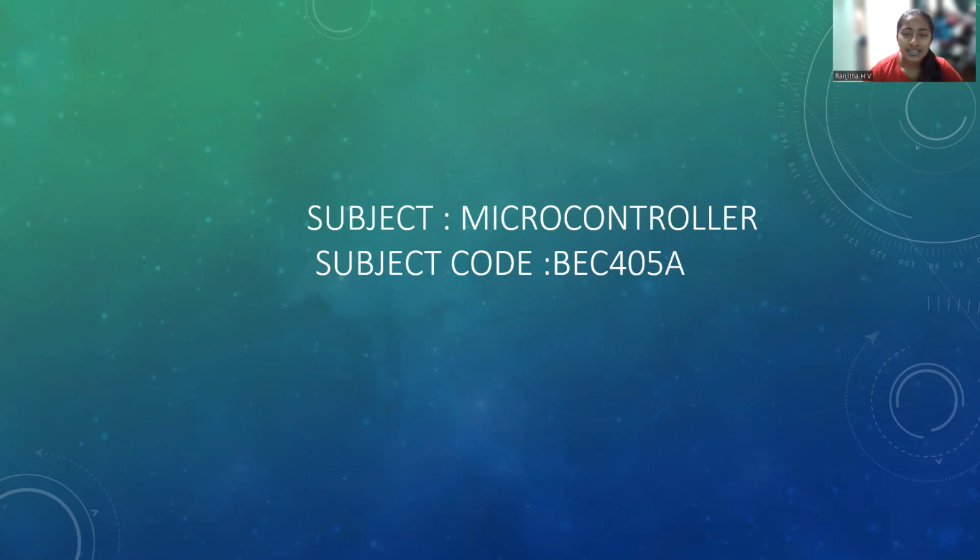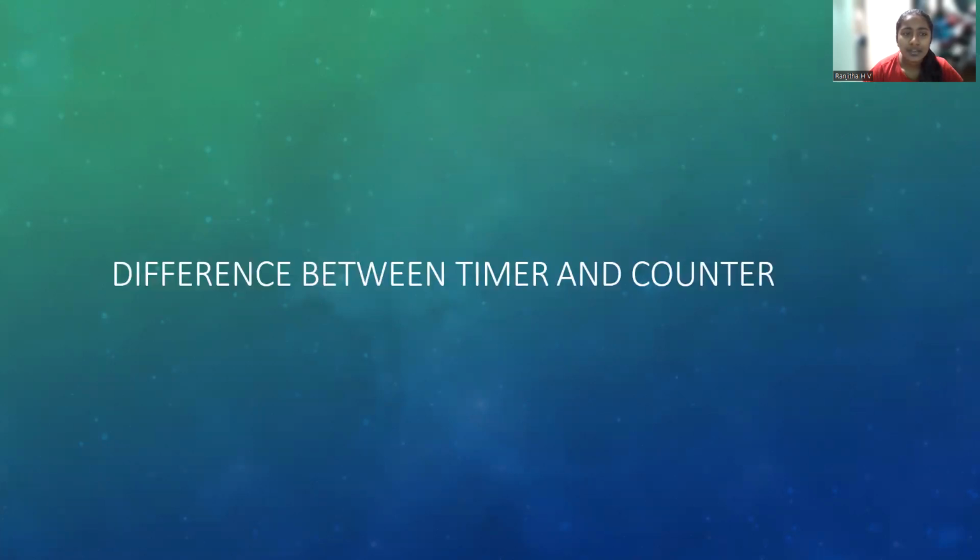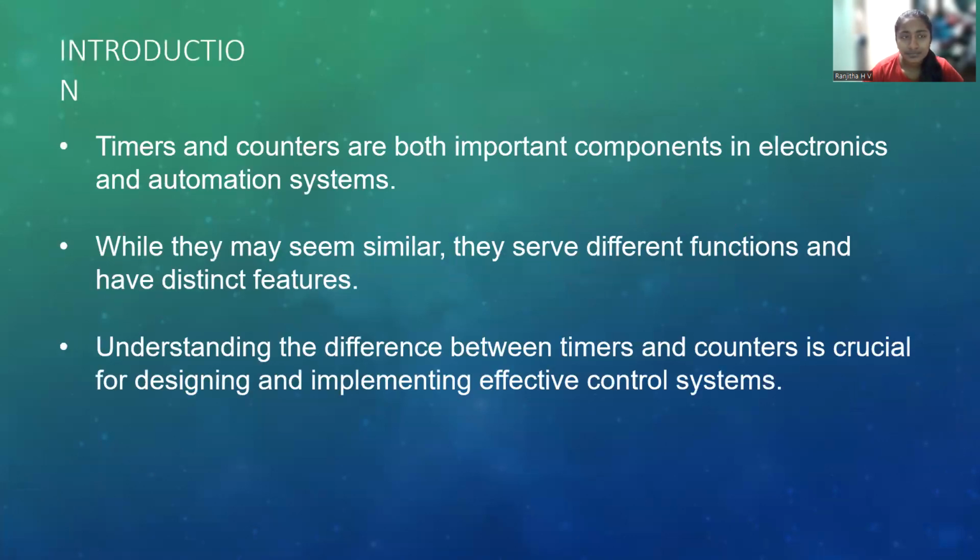The subject code is BEC405A. First, we are going to discuss the topic: difference between the timer and the counter. First, we take the introduction about the timer and counter. What is meant by this timer and counter?